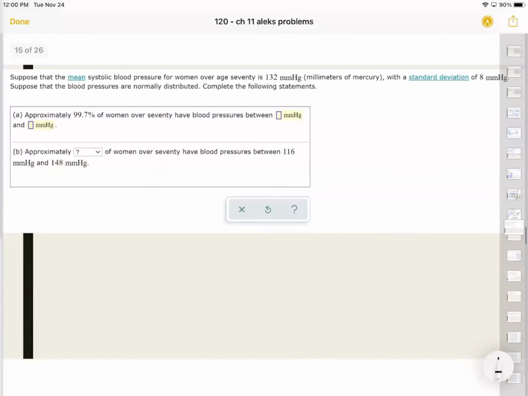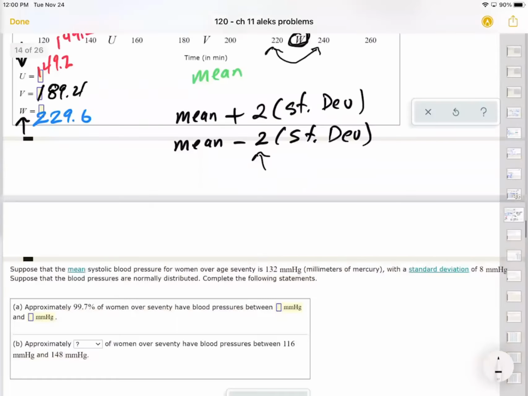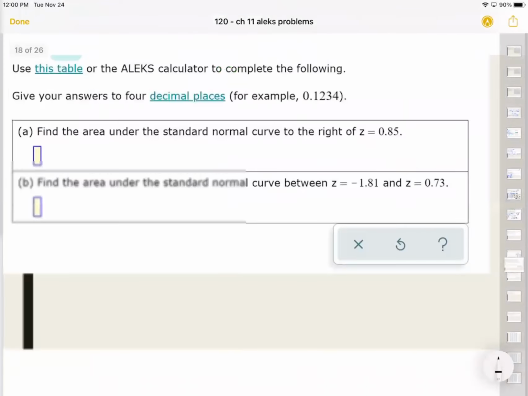Did I have another one? No, I don't have another one, guys.